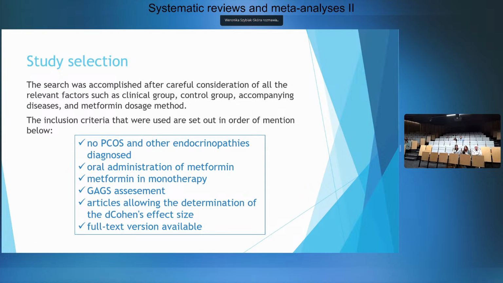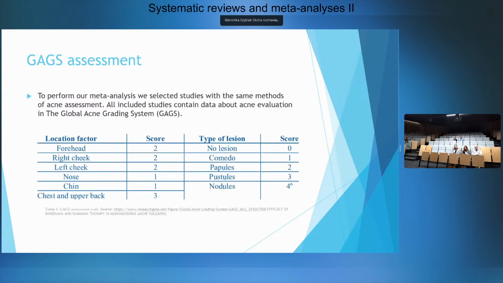So as a result of the analysis of relevant factors, we decided to select the following inclusion criteria: no PCOS and other endocrinopathies diagnosed, oral administration of metformin, metformin in monotherapy, GAGS assessments, articles allowing the determination of the Cohen's d effect size, and full text version available.